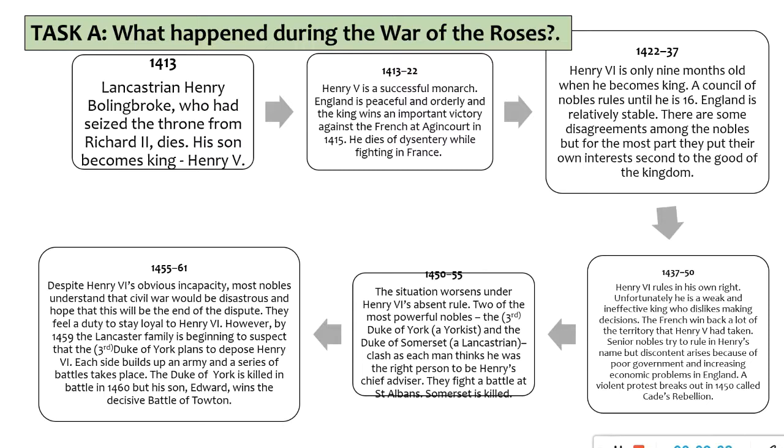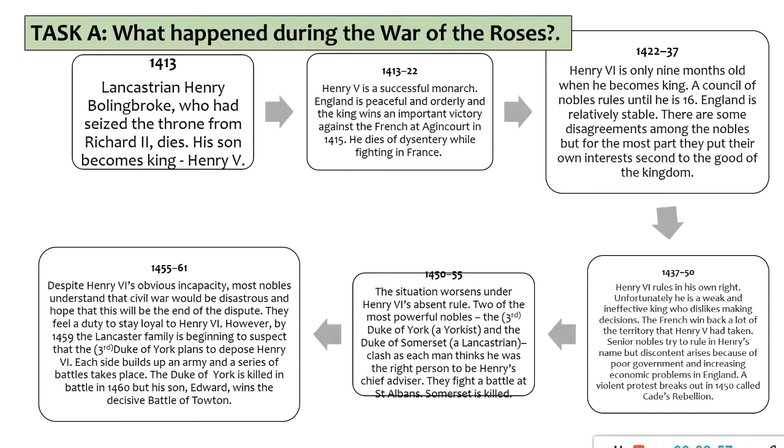However, by 1459, the Lancaster family is beginning to suspect that the third Duke of York plans not only to advise, but effectively to rule and depose Henry VI himself. And again, this leads to a real build-up of tension, and each side builds up an army, and a series of battles take place.